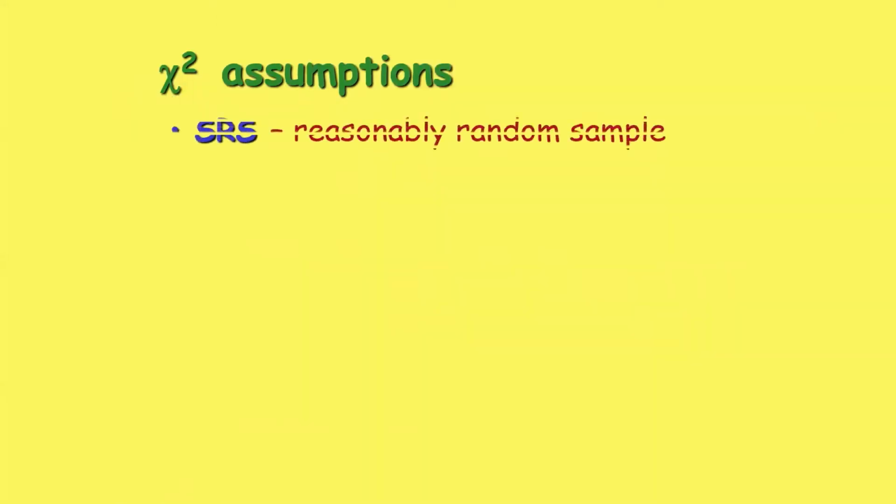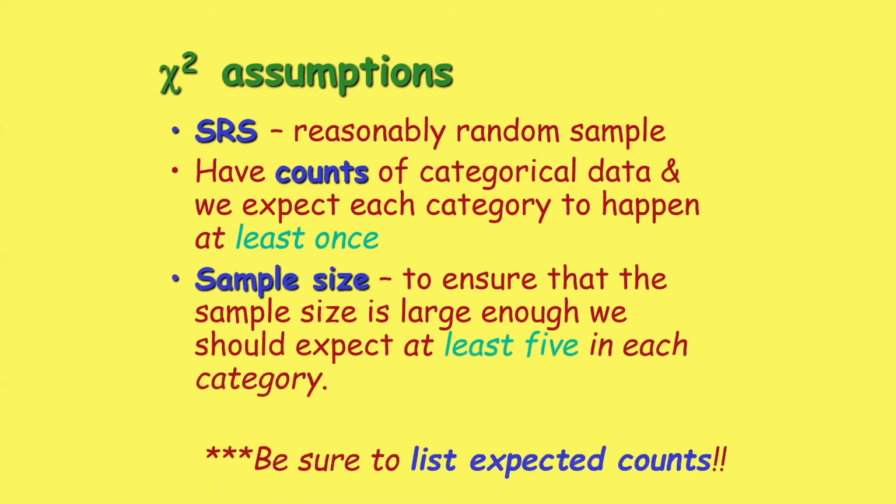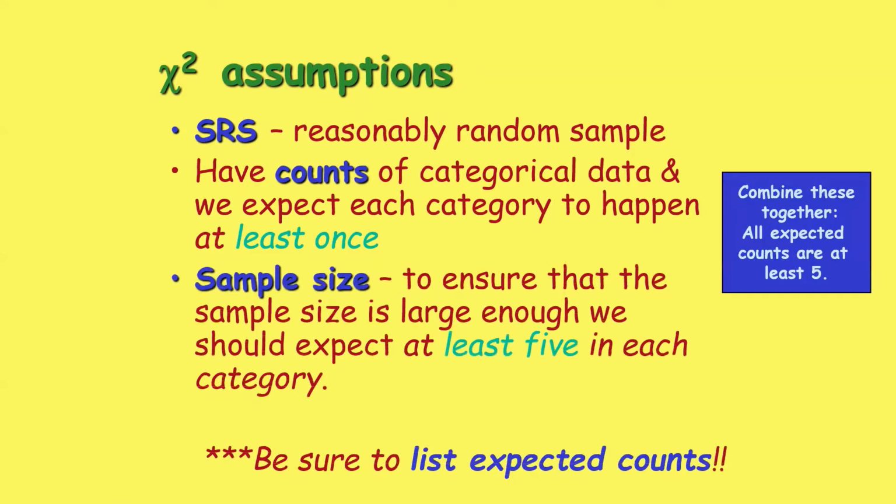So chi-square assumptions: you need an SRS, a reasonably random sample. You need to have counts of categorical data, and we need to expect each category to happen at least once. You cannot have 0 counts expected. Now it can happen in the actual observed, but not expected. And for your sample size, you need at least 5 expected in each category. So combine those two together, we need at least 5 expected counts.